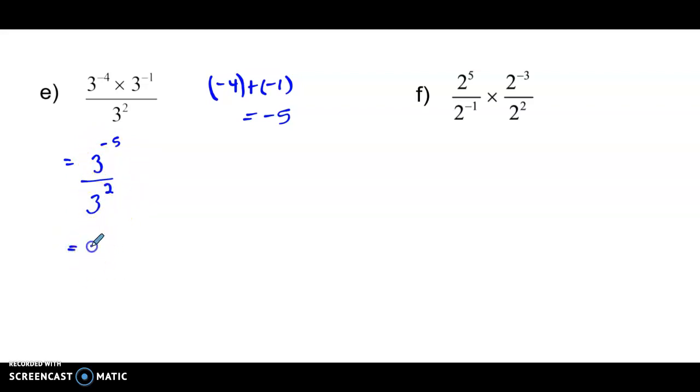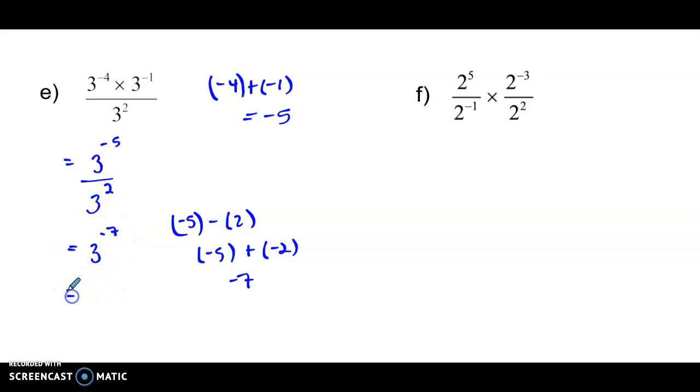Now I'm dividing, so I'm using my rule for division. I keep the base the same, and I subtract my exponents. So negative 5, subtract a positive 2. That becomes negative 5 plus a negative 2. Add the opposite, and that's negative 7. So my single power right now is 3 to the negative 7.